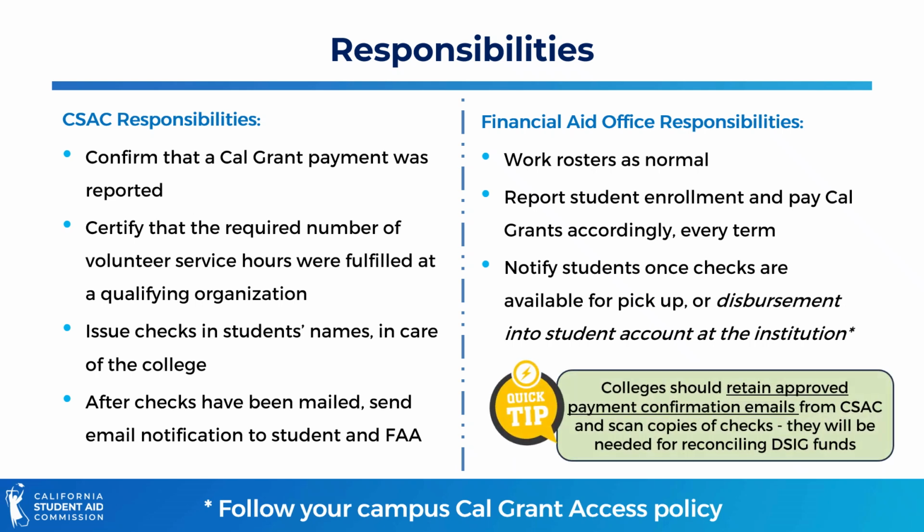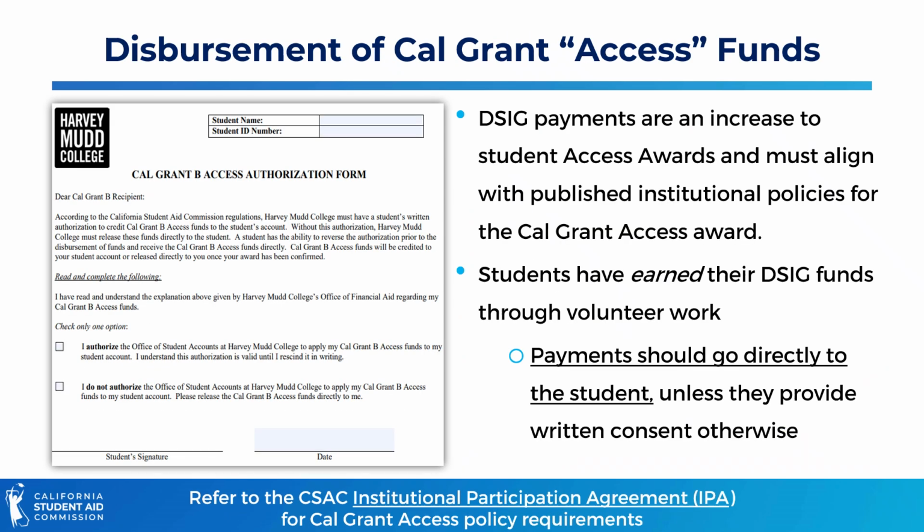An important tip: colleges should save all approved payment confirmation emails as they are needed for reconciling DSIG funds. DSIG funds are paid in the form of an increased Cal Grant Access Award. Per the Cal Grant Handbook, institutions are required to establish and publish a policy that informs students of their options regarding receipt of their Cal Grant A or B Access Award, and if applicable, Cal Grant C books and supplies.